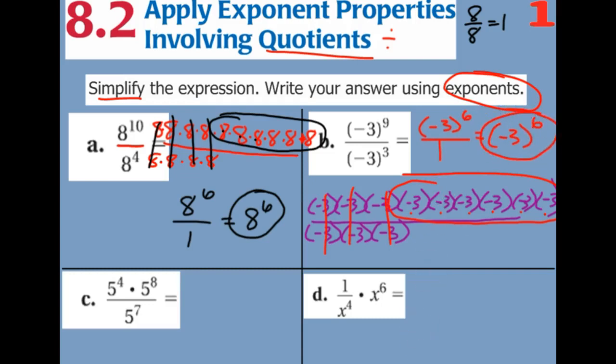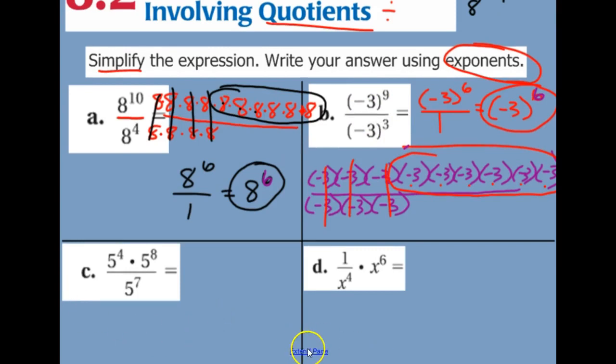Now, some of you might be thinking, Miss Calc, you can just take 10 minus 4 to give you 6, and 9 minus 3 to give you 6. And yes, you can. There were more negative 3's on the top, so this is on the top. We'll do it in a minute on the next page where there's more numbers on the bottom, and you'll see what that looks like as well.